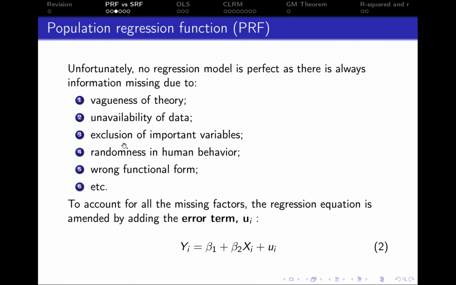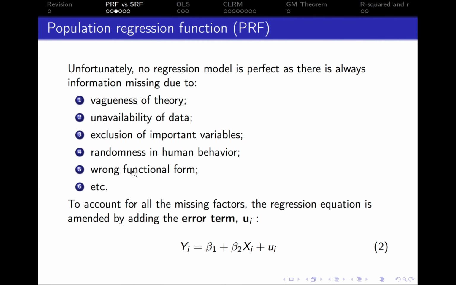Another reason for non-perfect regression is exclusion of important variables, and I think it mostly has to do with unavailability of data. Another interesting reason is the randomness of human behavior. We economists want to believe that human beings are rational, but unfortunately this is not true, and human behavior is quite random, and because of that there might be some information missing in the model that we try to estimate.